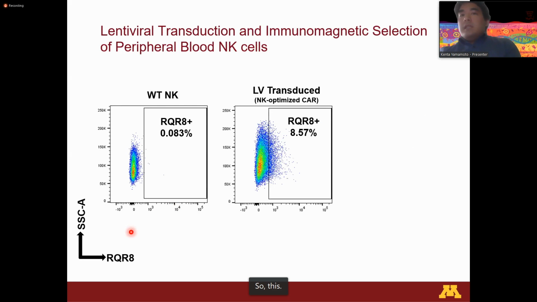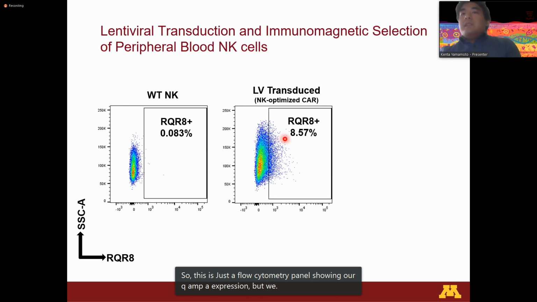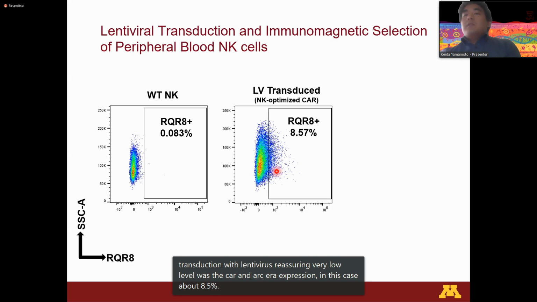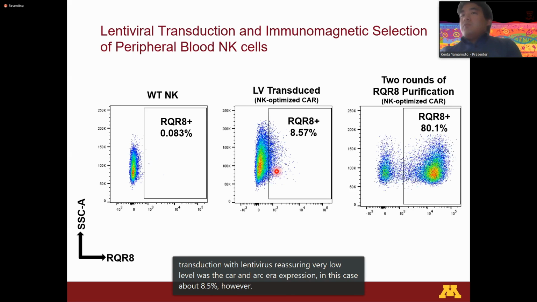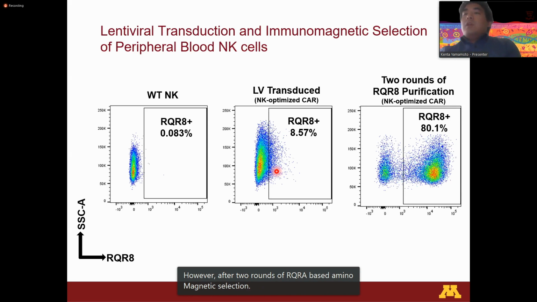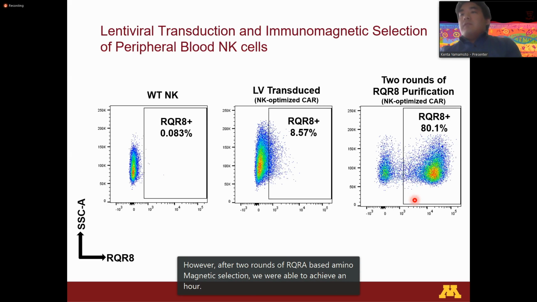So this is just a flow cytometry panel showing RQR8 expression, but we see that upon initial transduction with lentivirus, we're showing very low levels of CAR and RQR8 expression, in this case about 8.5%. However, after 2 rounds of RQR8-based immunomagnetic selection, we were able to achieve an average of about 80% expression of our CAR and RQR8.